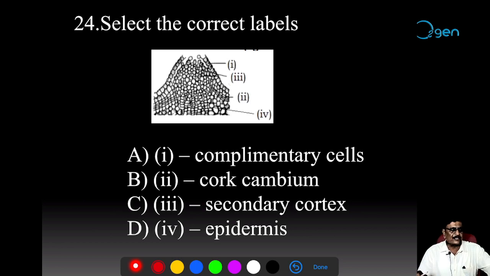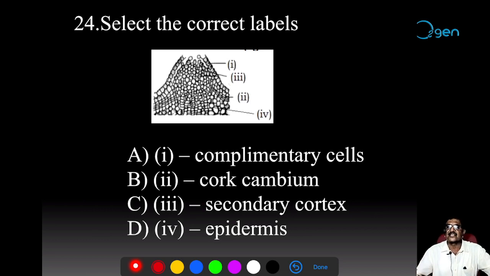Select the correct labels. So first I will give the list of the labels. Label 1 is epidermal cells. And 2 is complementary tissue, that is loosely arranged parenchyma. The third one is cork cambium.